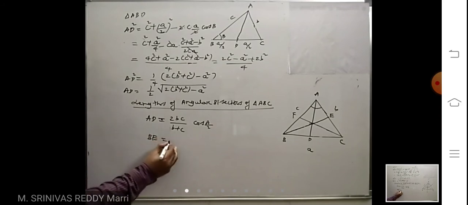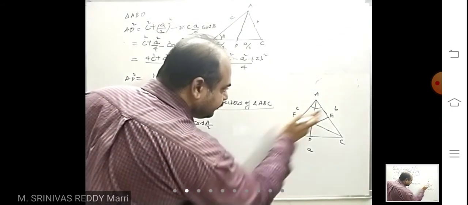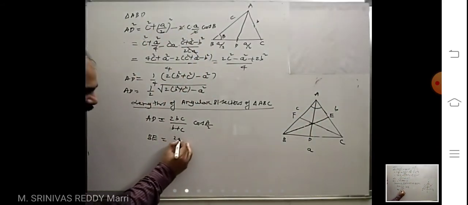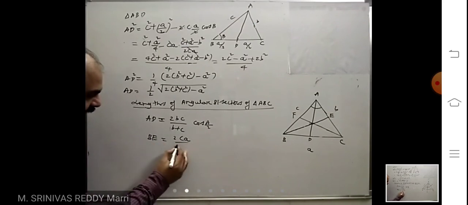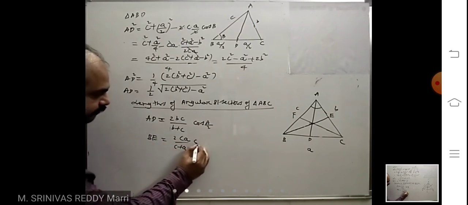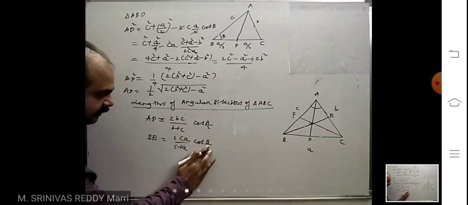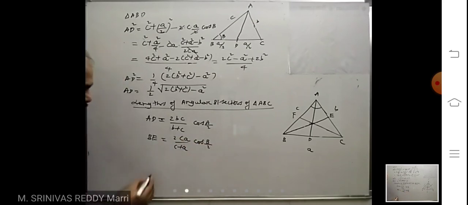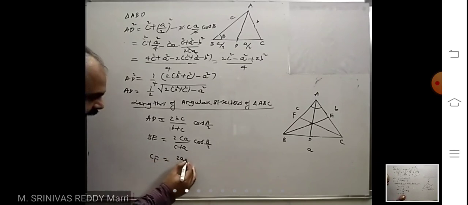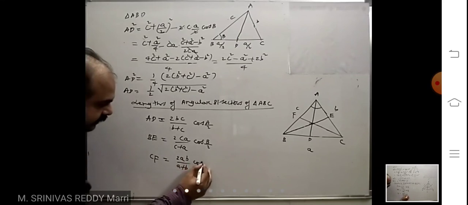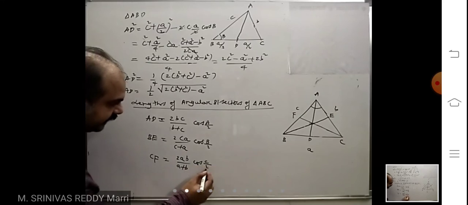Similarly, the angular bisector passing through B: the formula is 2CA divided by (C plus A), into cos B by 2. If B is there, CA will come. And CF is the angular bisector bisecting angle C: 2AB divided by (A plus B) into cos C by 2.